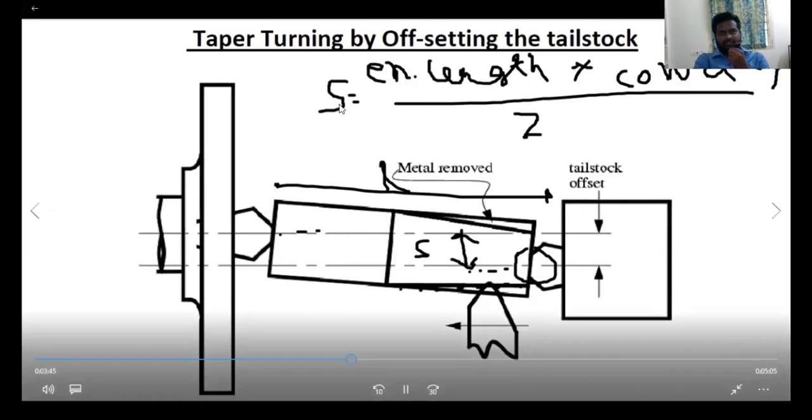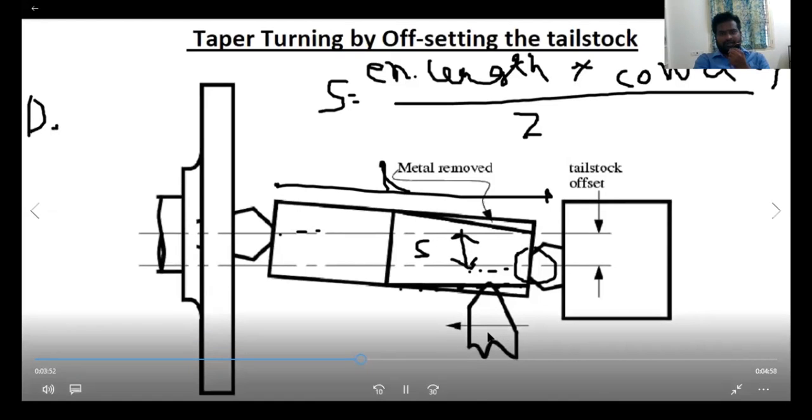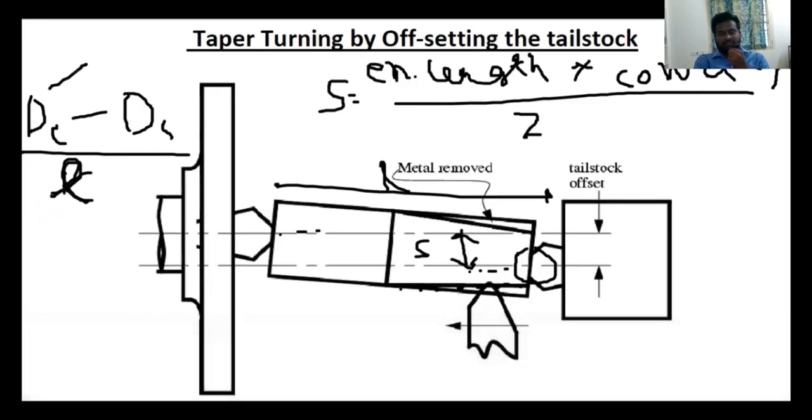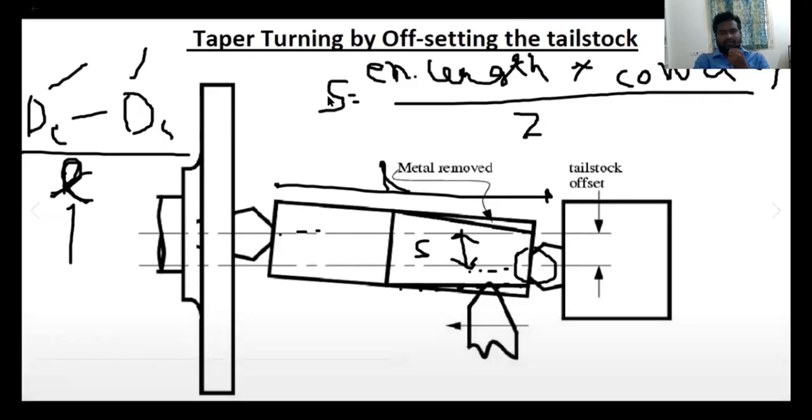So after giving this offset, we are giving feed to this workpiece. So the cutting tool is going in this direction. Okay, here also, and with the minus here. So this is the conicity value. Dn minus dc by l is nothing but the conicity value. Right? We already know this conicity value. With that, we are calculating the offset.